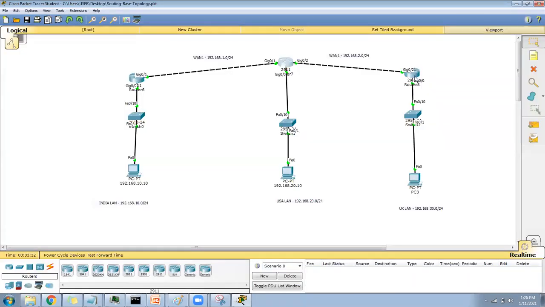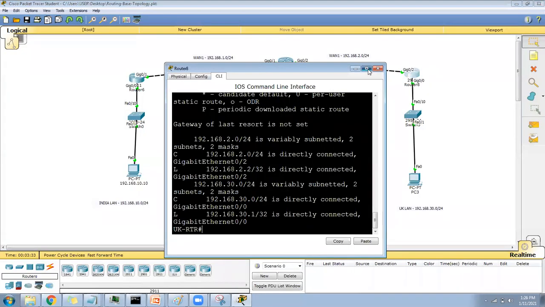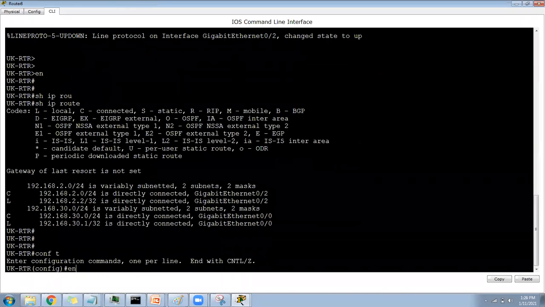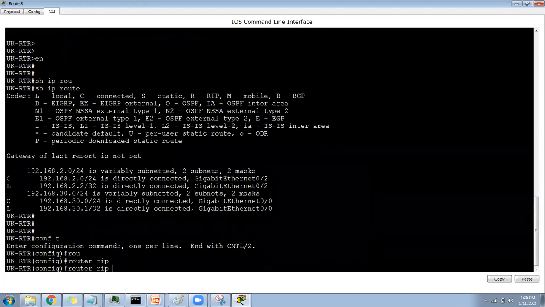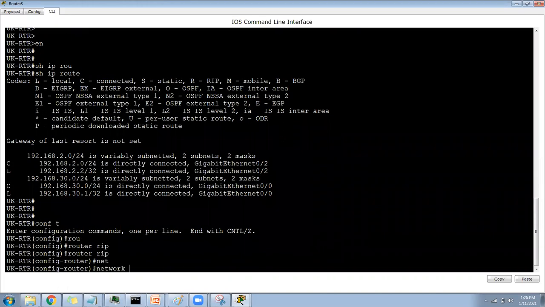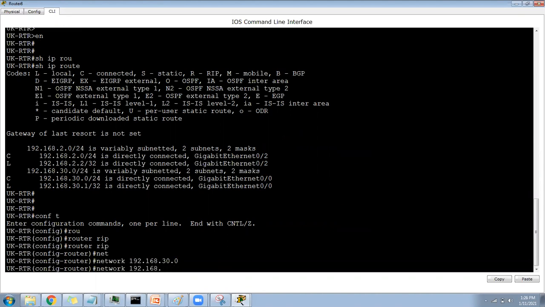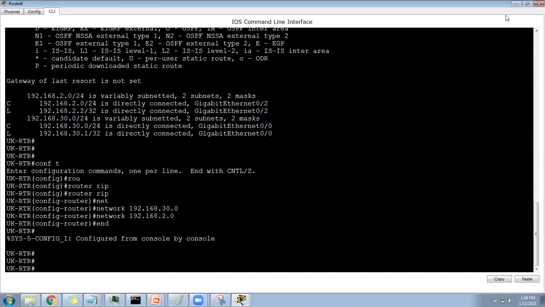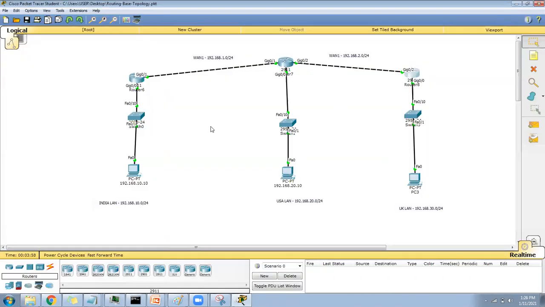Now just go to the UK router. Configure terminal, router RIP, network 192.168.30.0 and 192.168.2.0. That's it. What we did, we just advertised our own networks.